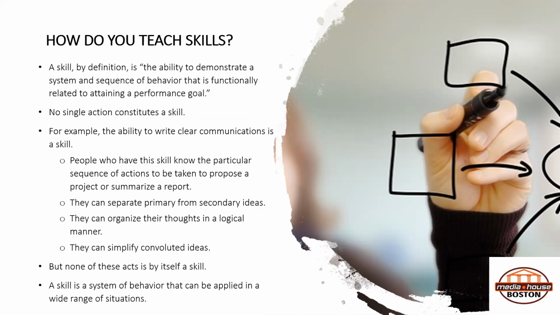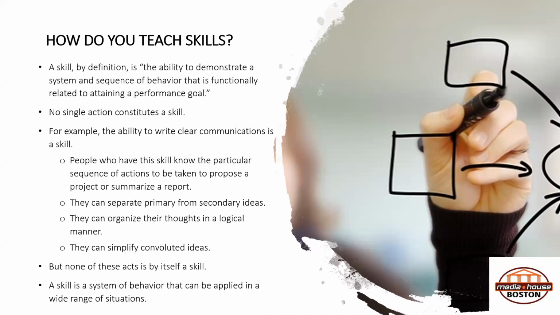So it's important to note that a skill by definition is ultimately the ability to demonstrate a system and sequence of behavior that is functioning in relation to a certain goal. So there is no single action that constitutes a skill. A skill can be many different things. There is no one thing that is a skill. Listening can be a skill, communication can be a skill, adaptability can be a skill. So there are many sets of skills that we have.